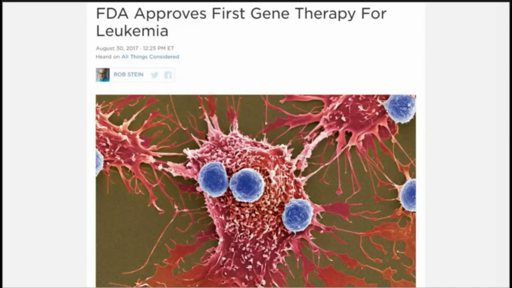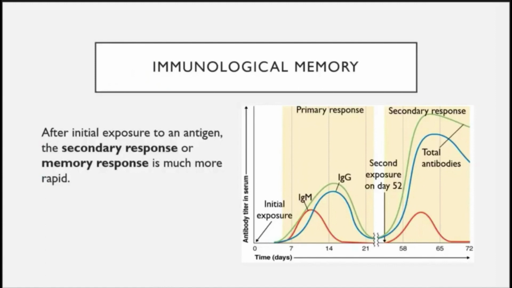So now let's move our conversation from T cells to how immunological memory develops. In this image, we can see the time after initial exposure to a pathogen on the x-axis, and on the y-axis we can see the titer or concentration of an antibody in the serum. At about day 52, this figure demonstrates what happens if a second exposure happens with that particular pathogen. So let's first look at the initial exposure.